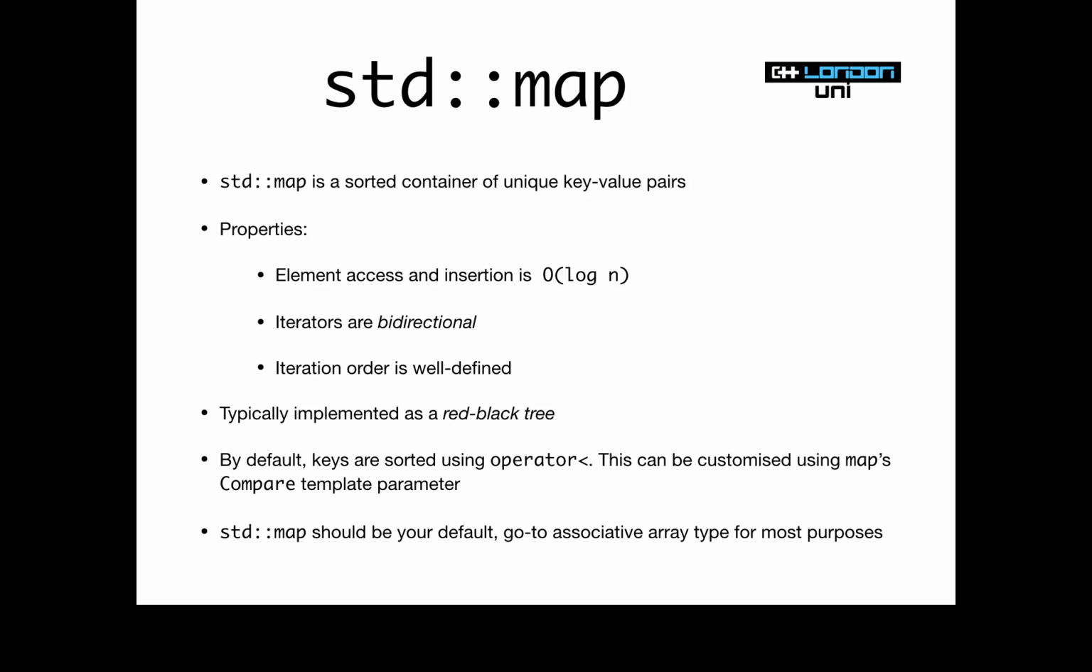Whenever you need a mapping from one type to another, say like I was suggesting storing a list of names and scores, an associative array, standard map is a really good choice for that. You can't go wrong with it.